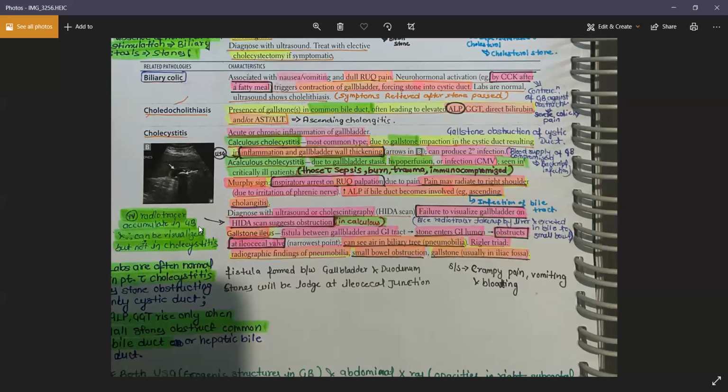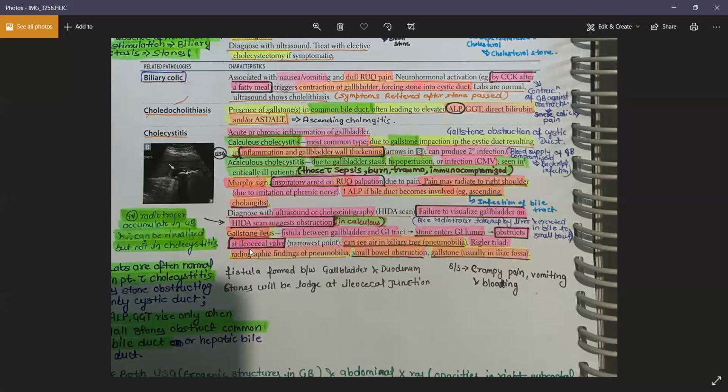This ileocecal junction, or the ileocecal valve, is actually the narrowest part of your GIT. At that point, the gallstones will become lodged, and because they are lodged there, they will cause an obstruction in the GIT. The patient can have abdominal distension, constipation, nausea, vomiting, right?